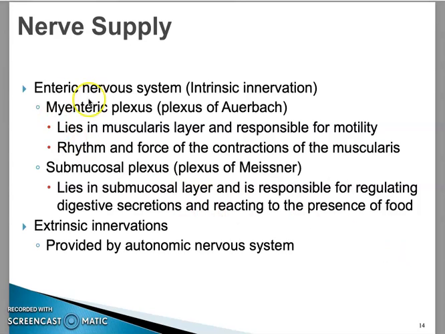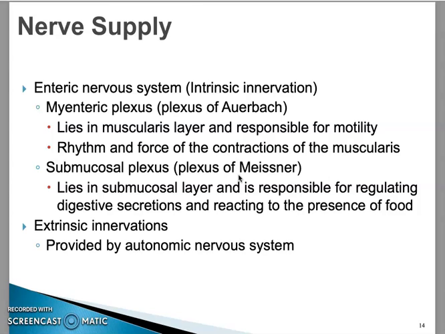Right, so just a quick recap. The nerve supply in the GI tract is the enteric nervous system. It is intrinsically innervated. So again, this will include the myenteric plexus, or the plexus of Auerbach, and the submucosal plexus, or as I've already mentioned, the plexus of Meissner. The myenteric plexus is in the muscularis layer, and it's responsible for the motility of your gut. It helps with the rhythm and the force of the contractions of that muscularis layer to get the food moving and help your stomach pass it along.